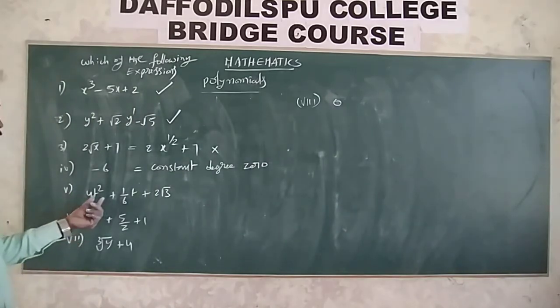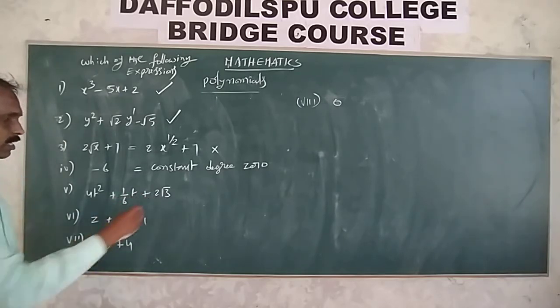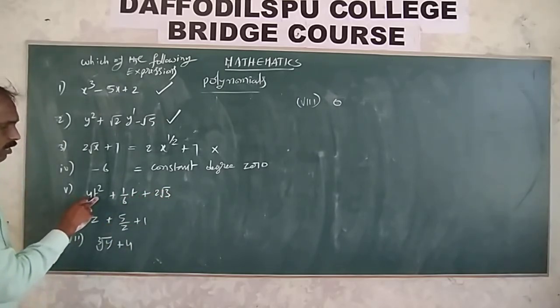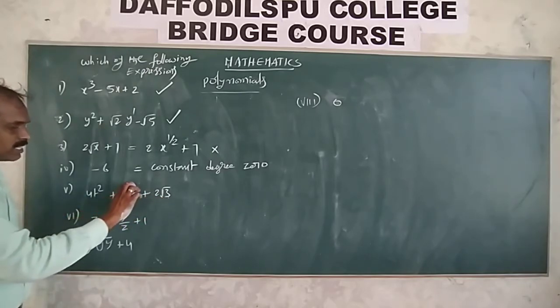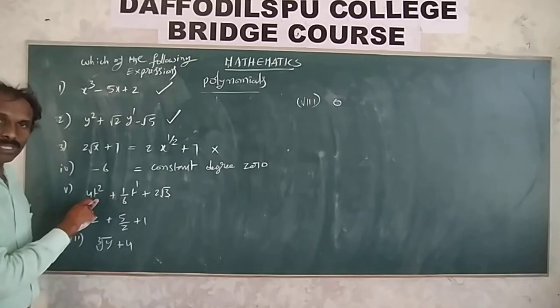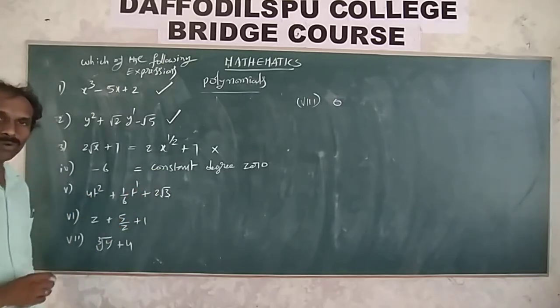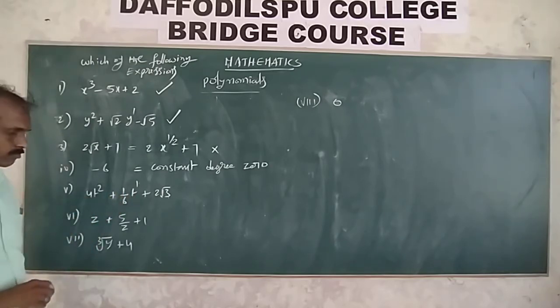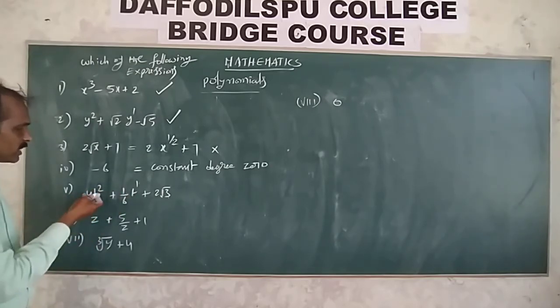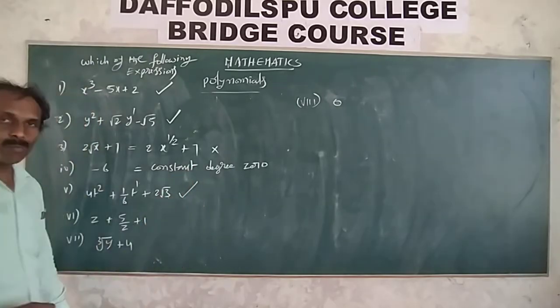Here, 4t square plus 1 by 6 into t plus 2 root 3. This expression is expressed in terms of t and its powers: t square, t power 1, plus the constant 2 root 3. This is a polynomial, because its powers are non-negative integral powers. It is also a polynomial.